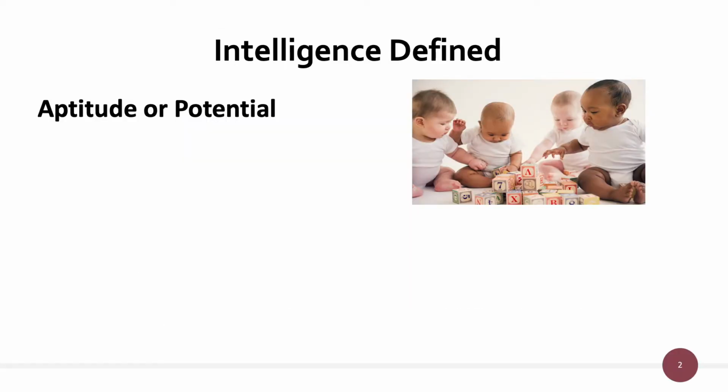Intelligence is quite difficult to define, and there are many different views. However, one component on which most psychologists agree is that it is an aptitude or potential. That is, all human beings are born with the potential to learn about themselves and the world around them.